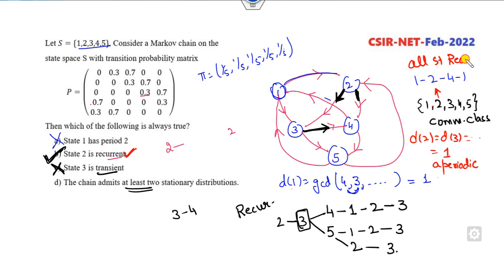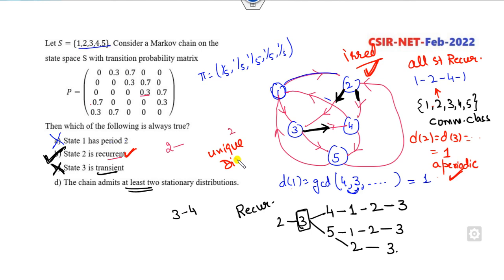So they are not talking about that. It is irreducible as well, because you can start from any state, you can go to the other state as well. So it is irreducible. It is aperiodic, so it means it has a unique stationary probability distribution.